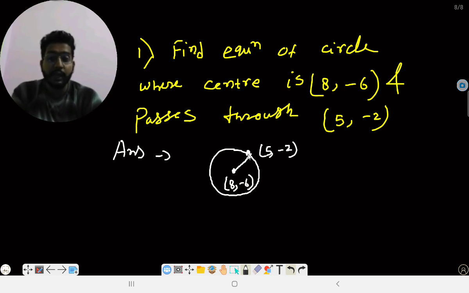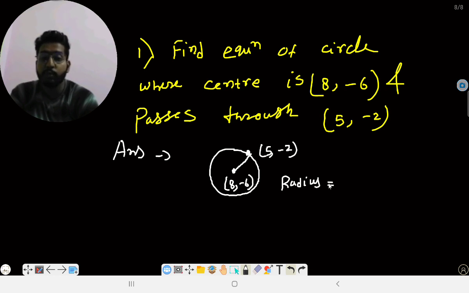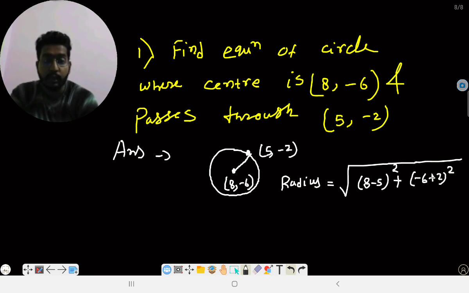Okay, so the center is there, we know the center. Next, what do we need to find? The radius. So what will be the radius here? The radius will be the distance between these two points. So that means root of (8 minus 5) whole square plus (minus 6 plus 2) whole square. That will be the radius of the circle.